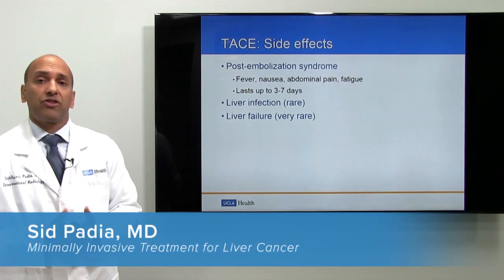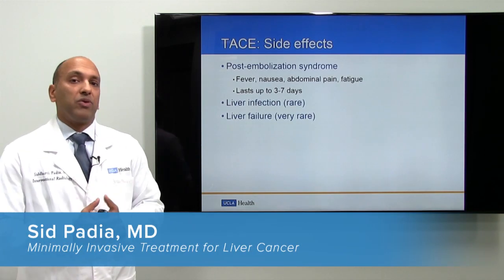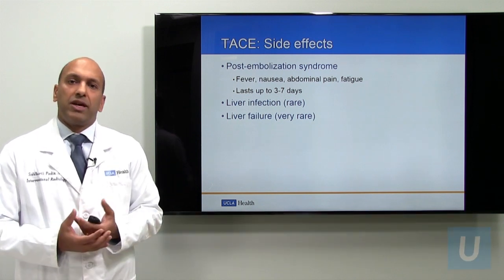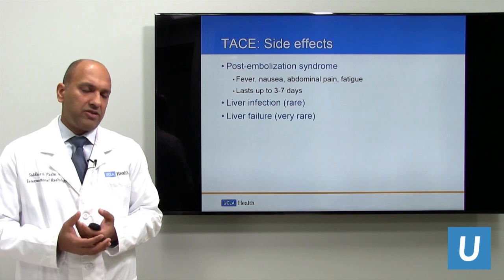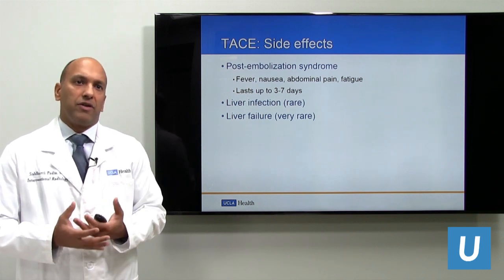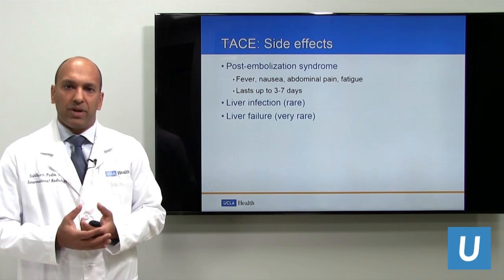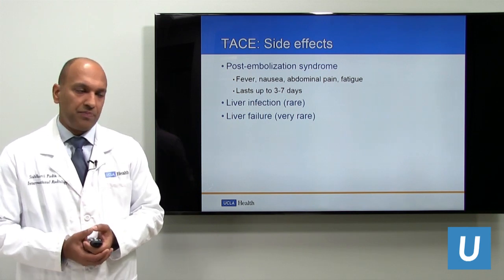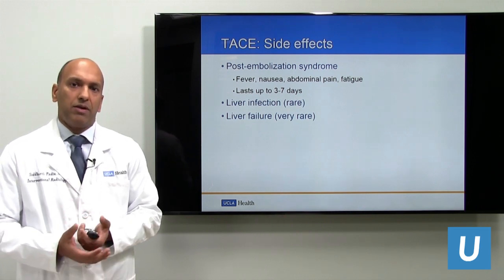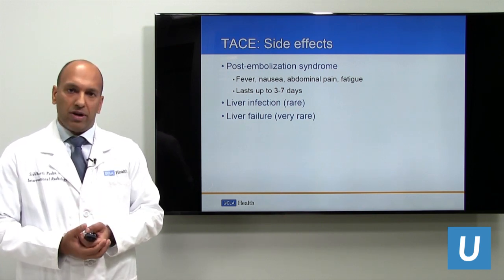There are some side effects to the procedure. Most people will get something called a post-embolization syndrome. This is essentially like having the flu for about 3 to anywhere up to 7 days, consisting of fatigue, a little bit of nausea, sometimes fever, some aches and pains, but it goes away after a week. There are some more rare complications like getting an infection or liver failure. These happen in well less than 1 in 100 patients.